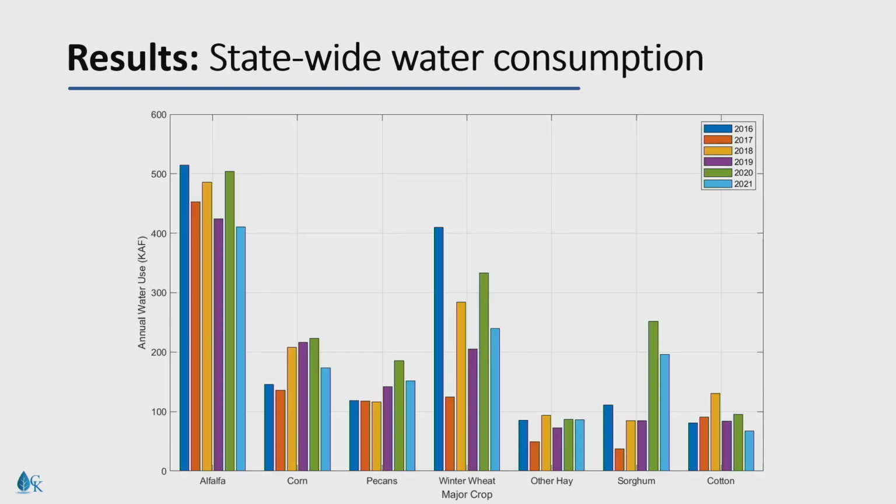And then finally, the upshot of the whole analysis, if you just take the total acreage times the acre-feet per acre, you can get an estimate of how much water is being used by each one of these crops across the state of New Mexico.